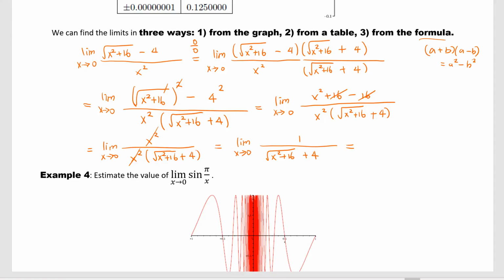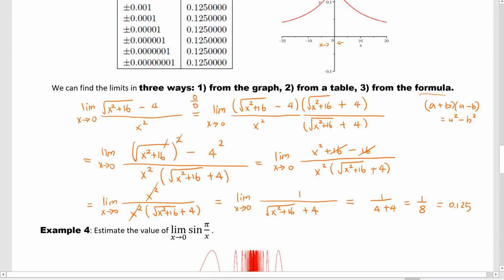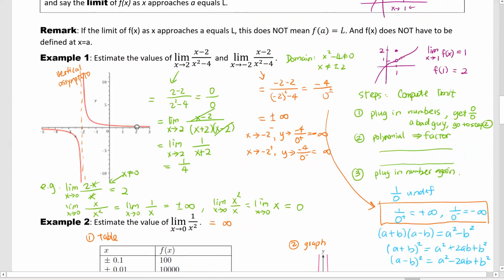Okay, so when we plug in x is 0, we're safe now. So we can plug in x is 0. So square root of 16 is 4. So 4 plus 4 is 8. So our answer is 1 over 8. Do you know what 1 over 8 is? It's actually 0.125. It's exactly what we get from the graph and from the table, right? So let's complete our steps. So here, when we see difference of square roots, we multiply by the conjugate.